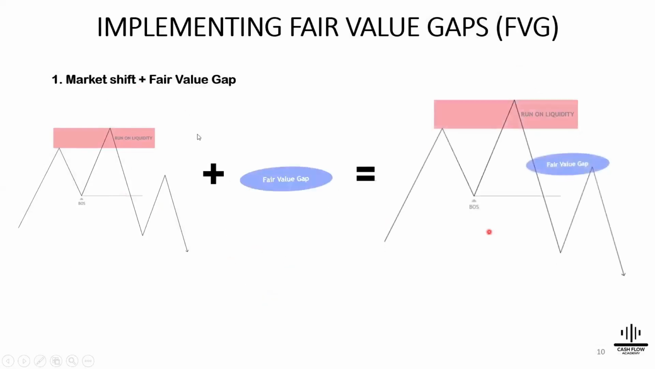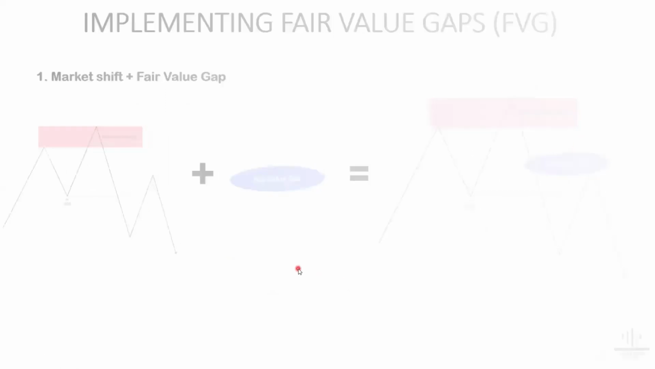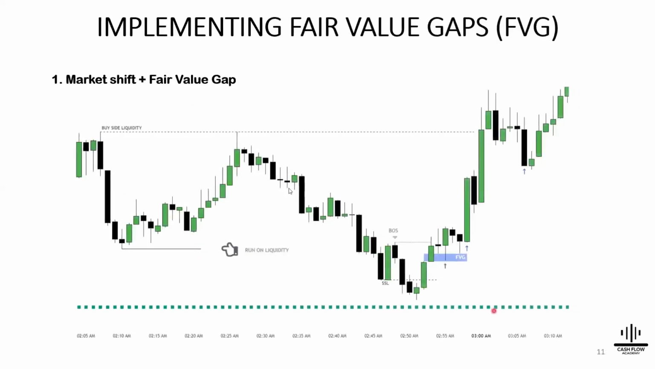And what do you have? We have the first entry pattern. So let's take a look at it. How does it look? Now, like I explained before, you want to see a run on liquidity or market reacting from a higher time frame order block, bullish block, or a fair value gap.